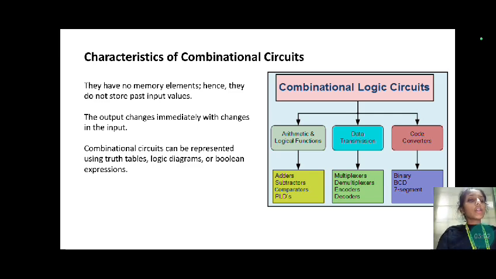Combinational logic circuits are classified into three types: arithmetic and logical functions, data transmission, and code converters. Arithmetic and logical functions include adders, subtractors, comparators and PLDs. Data transmission includes multiplexers, demultiplexers and encoders. Code converters include binary, BCD and 7 segment.